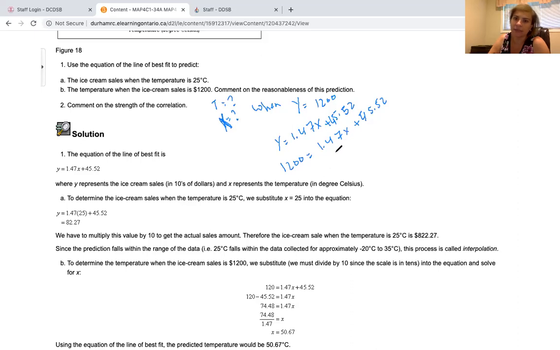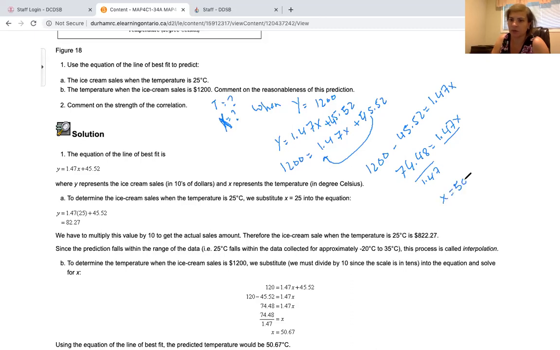So to solve for x, I'm going to have to isolate it, and I have to do reverse BEDMAS. So the first thing I have to do is bring the 45 over as a subtraction using opposite operation. And that's going to give me 74.48. And then to solve for x, there's a multiplication between the 1.47 and the x, so I have to divide by 1.47, and that would give me x equals 50.67.